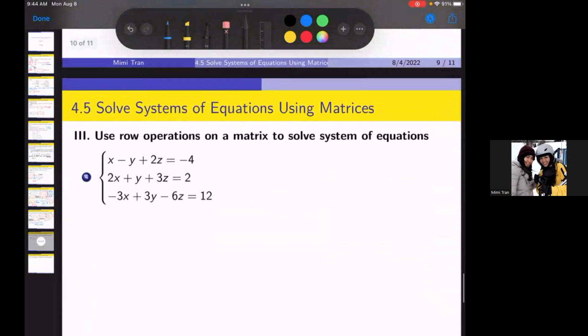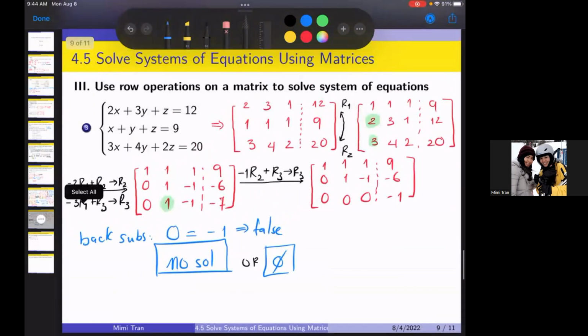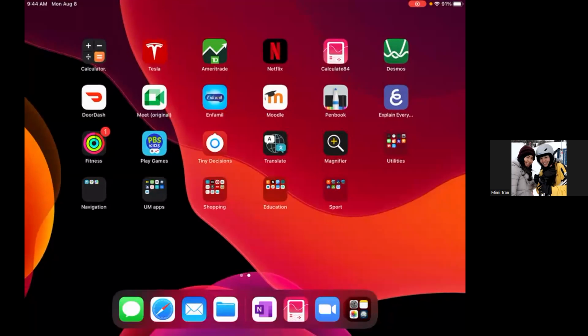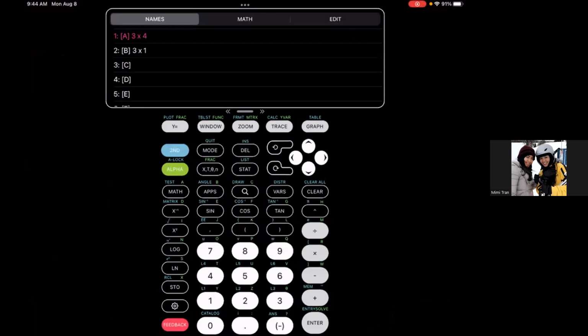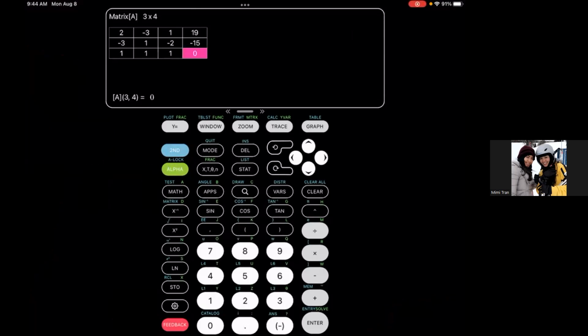All right, the last one, actually let me show you this one with the software. Second matrix. I'll use the first one again, because it's already 3 by 4. Can you read it for me? It's 1, and then 9. And 3, 4, 2. Right, thank you. You can remember this, right?